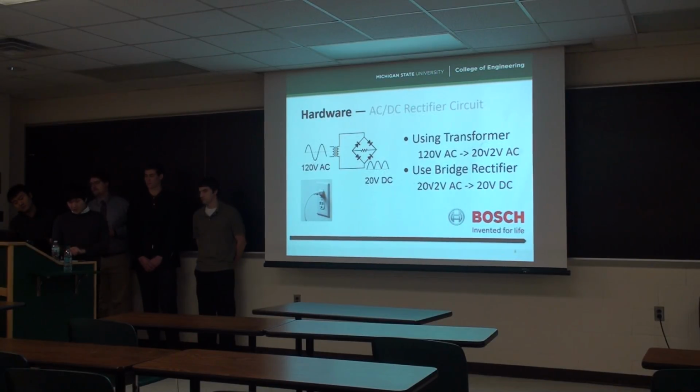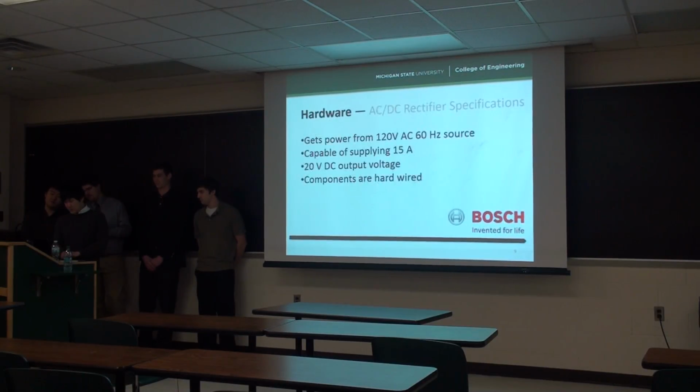And by using a transformer, with a transform ratio of 5 to 1, we can reduce it to about 20 volts, and the bridge rectifier can change it from AC to DC. And we also need it capable of supplying 15 amperes, and the components should be hardwired.